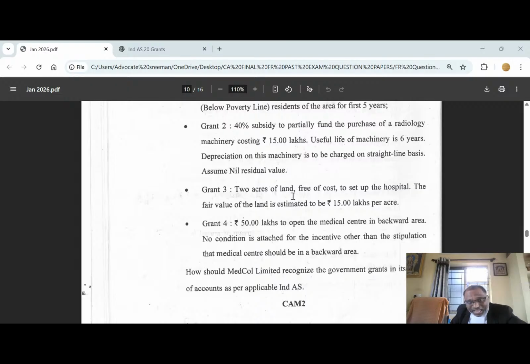The corresponding credit is treated as government grant.